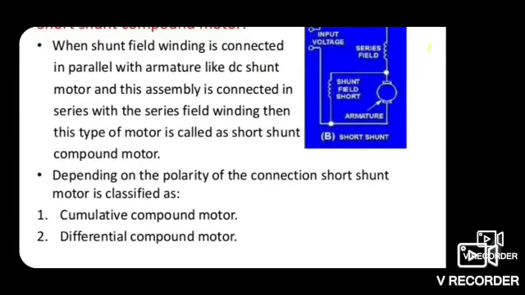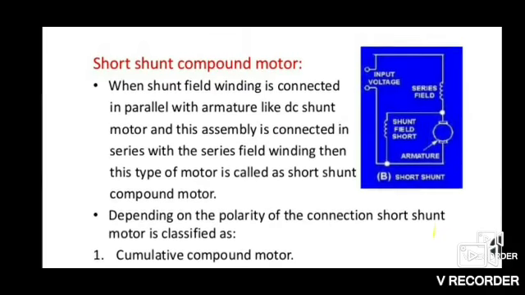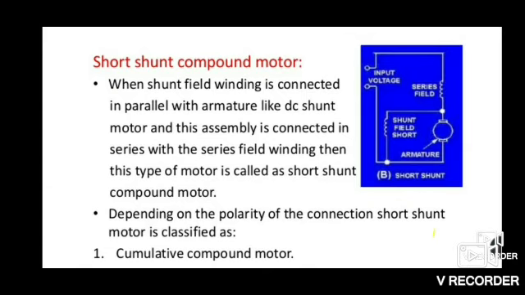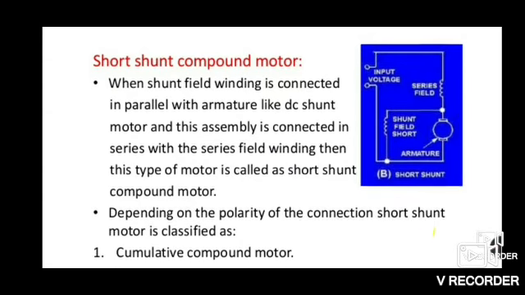The diagram shows the short shunt compound motor, in which the shunt field winding is in parallel with the armature. The combination is in series with the series field winding. Therefore, it is called short shunt. The shunt will be very short, so it is called a short shunt compound motor.